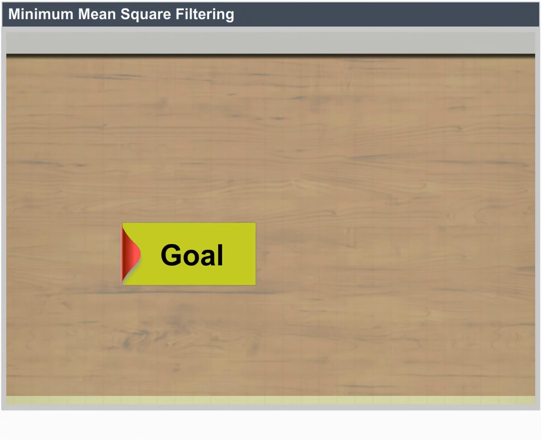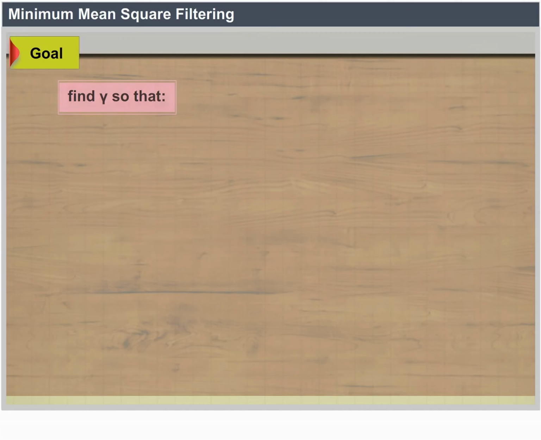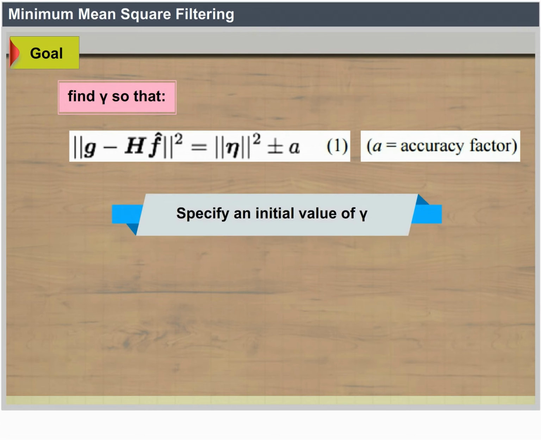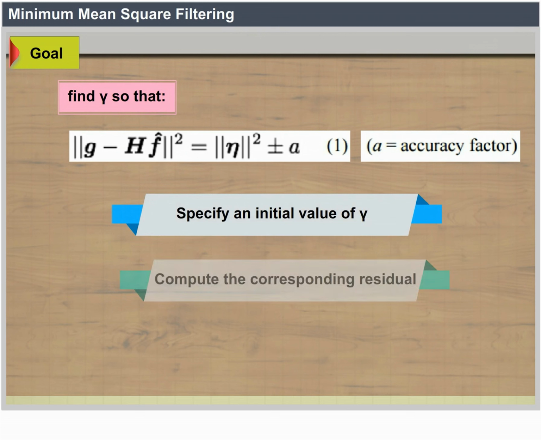Goal: find gamma so that the norm of g minus H f cap, squared, equals the norm of eta, squared, plus or minus A, where A is the accuracy factor. Specify an initial value of gamma. Compute the corresponding residual. Stop if the equation is satisfied.